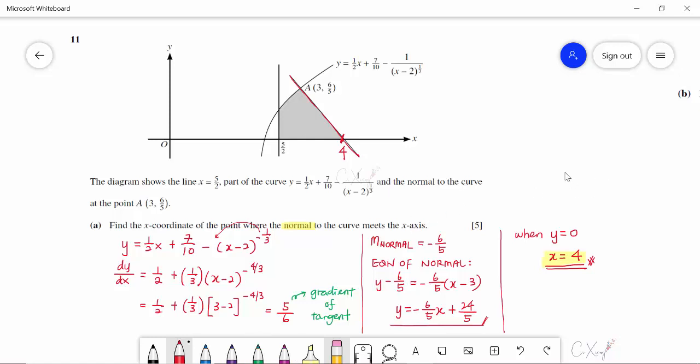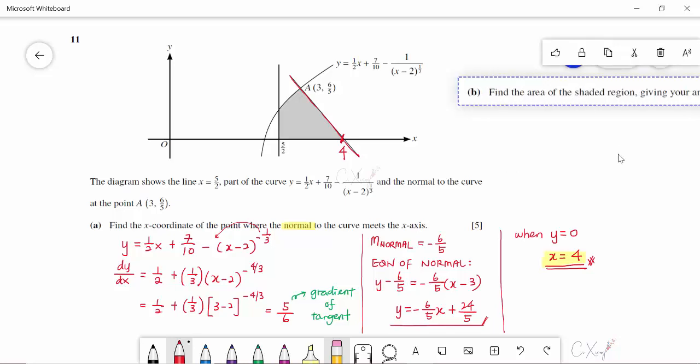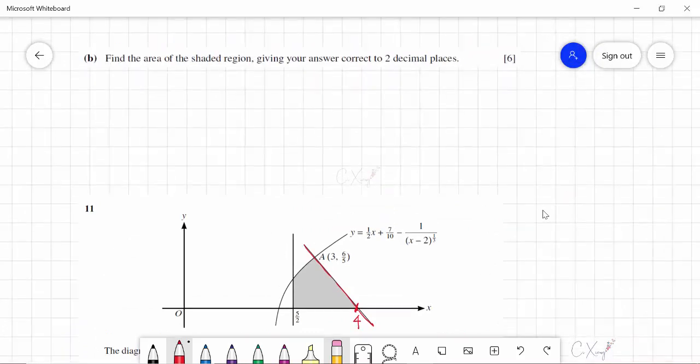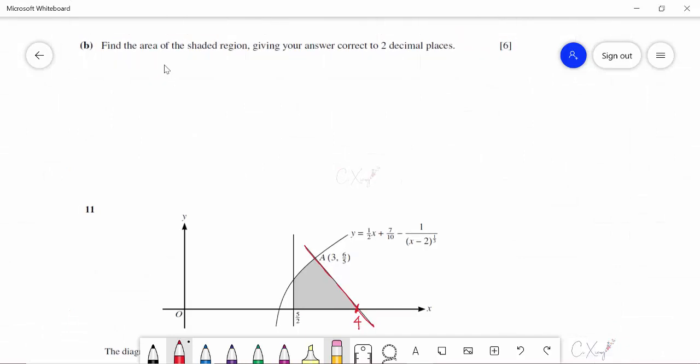All right, okay, then now we proceed to part B. For part B, they want us to look for the area of the shaded region, correct the answer to 2 decimal places. So from the diagram, the shaded area is very clear. All right, so to find out the shaded area, I think it is appropriate for us to separate it into 2 different regions. Okay, if you want to find out the area, you should actually separate it into 2 different regions.